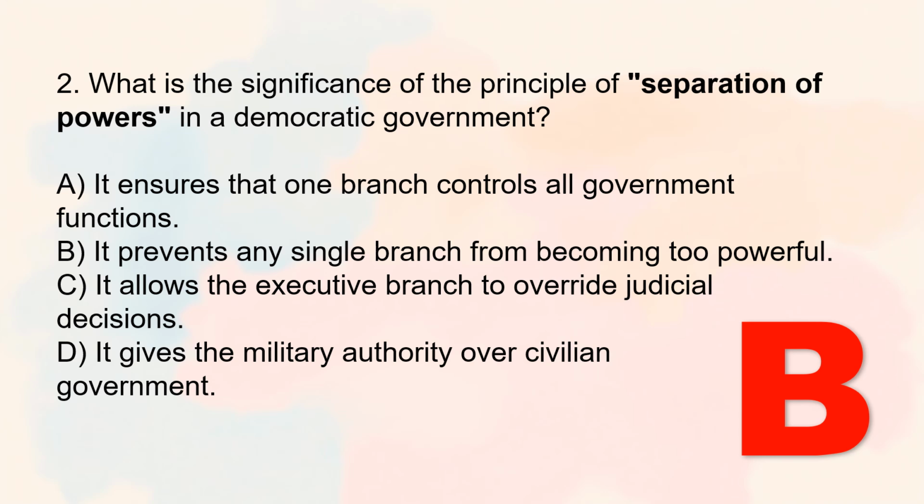Now, letter A, ensures one branch controls all functions. It is incorrect, as separation of powers aims to distribute authority. Letter C, allows executive override of judicial decisions. Incorrect, as we all know checks and balances prevent such unilateral control. Or letter D, gives military authority over civilian government. This is incorrect, as civilian control of the military is a fundamental democratic principle.